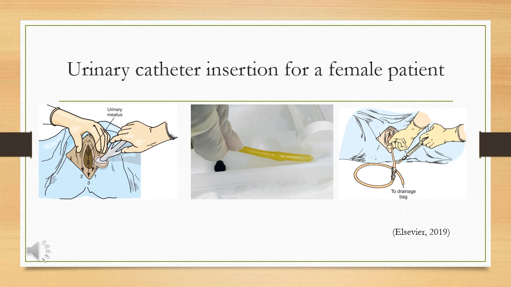Wipe the far labial fold first, then the near labial fold next, and then directly over the center of the urethral meatus. With your sterile dominant hand, pick up the catheter and hold the distal end of the catheter loosely coiled in the palm of the dominant hand.